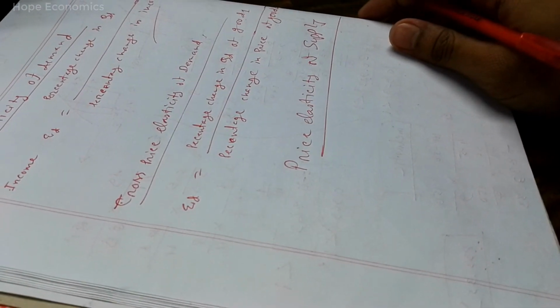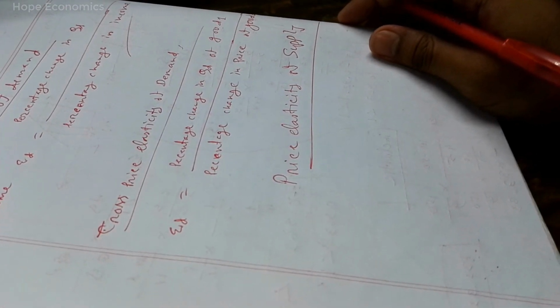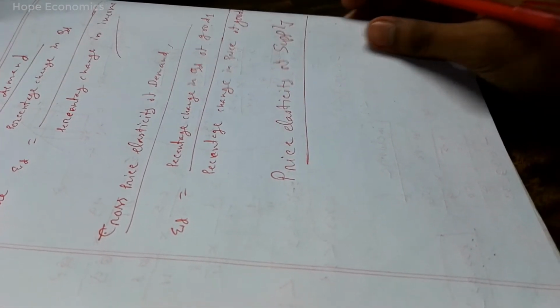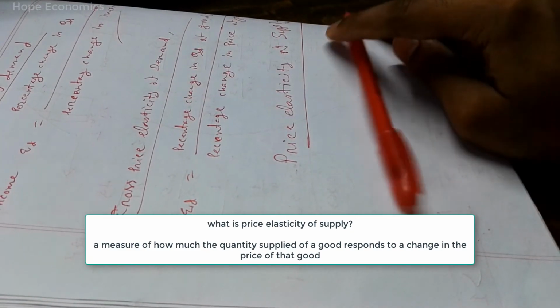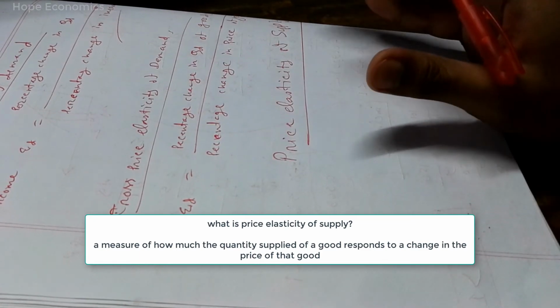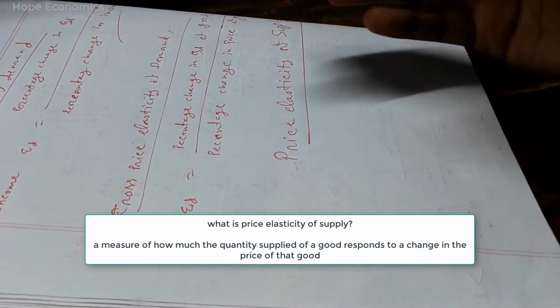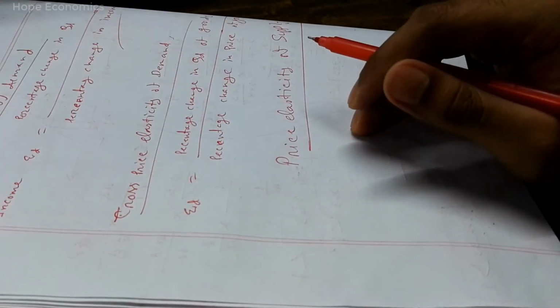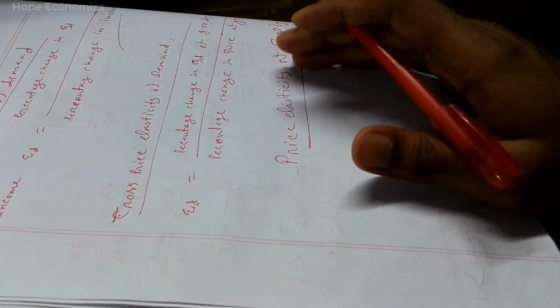So let's learn what the price elasticity of supply means. Price elasticity of supply is a measure of how much the quantity supplied of a good responds to the change in the price of that good, and we have to compute it in percentage, obviously.